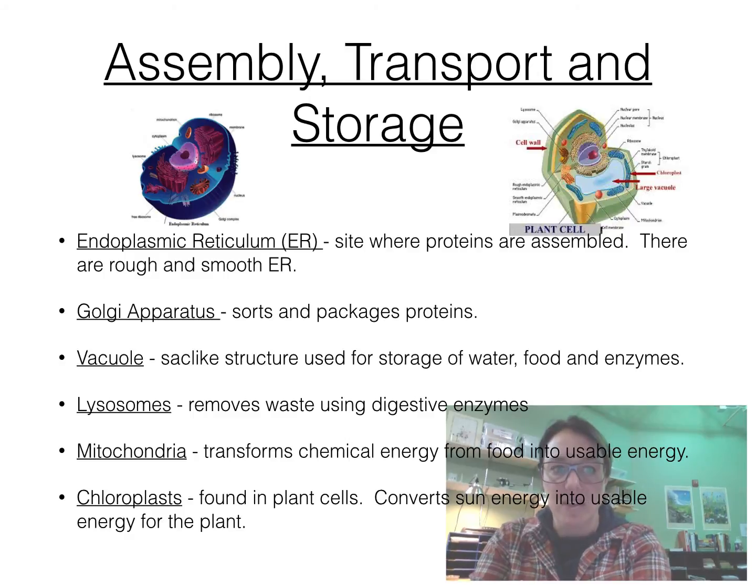Then you're going to have the vacuoles and the lysosomes, and those are really going to be for storage. In the plant cell, it's got one large vacuole. Animal cells will have multiple vacuoles that are smaller, and that's going to be the sac-like structure used for storage of water, food, and enzymes in the cell.